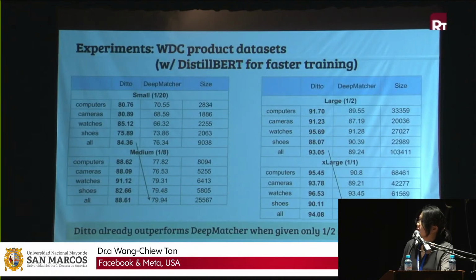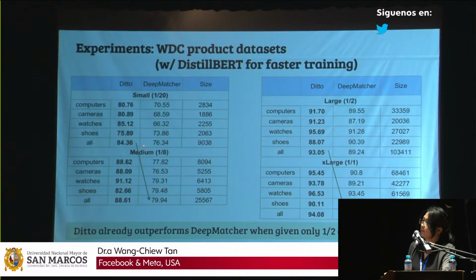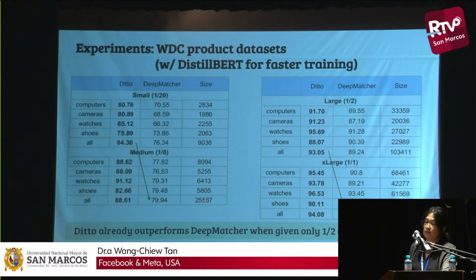Okay. For the WDC dataset, again, this is a lot to digest, but here are the key points. For the small set, Ditto's performance is 84%, and that's already much better than DeepMatcher's 79.94% for the medium size. Look at the size of the data. Here we have 9,000 records, split into 3-1-1. So the amount of training data Ditto gets is less than the amount of training data DeepMatcher gets, and it's still performing better.